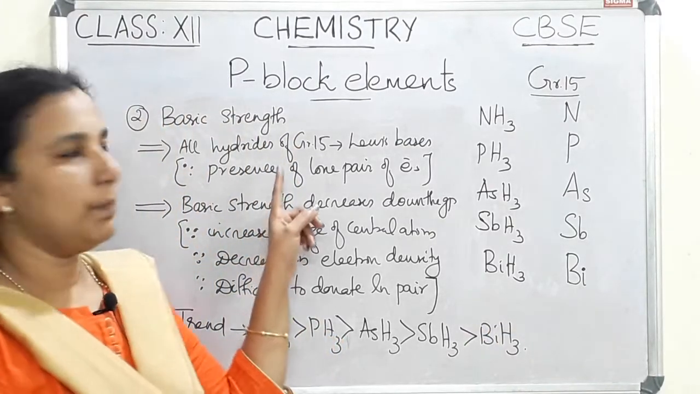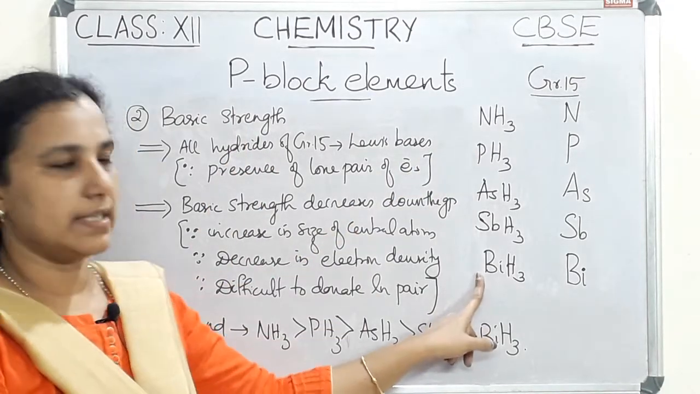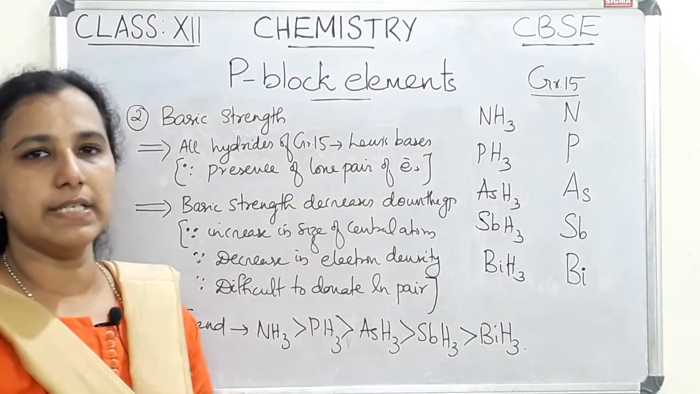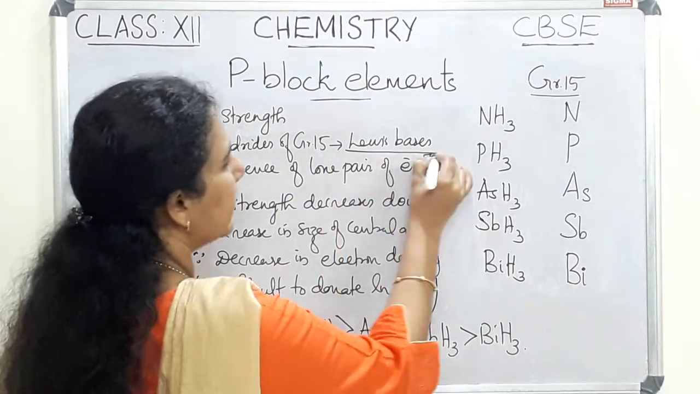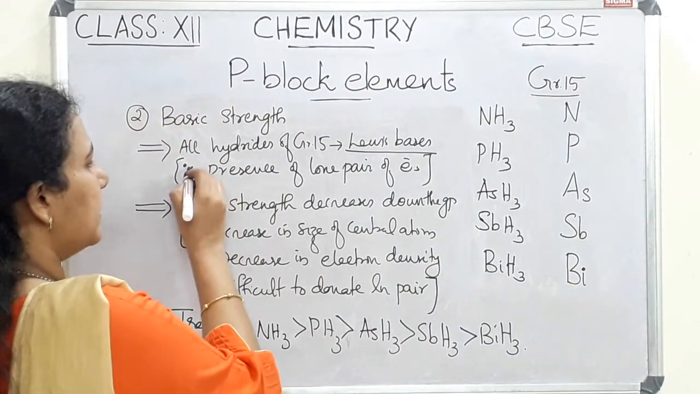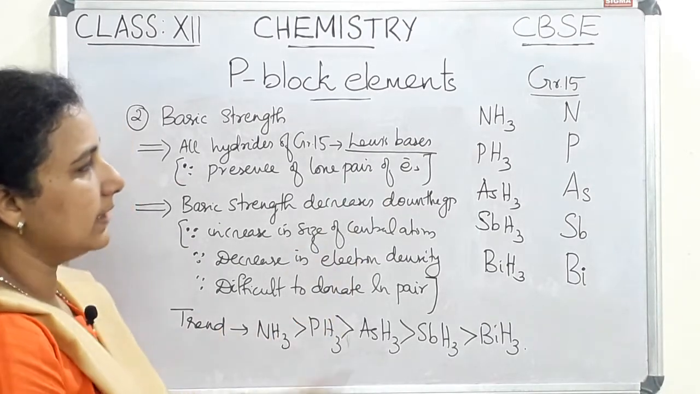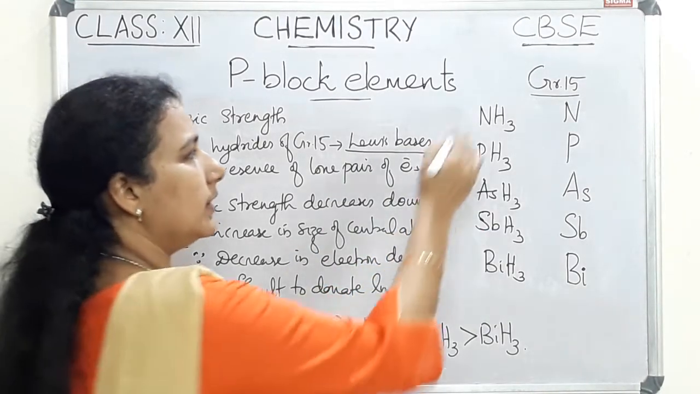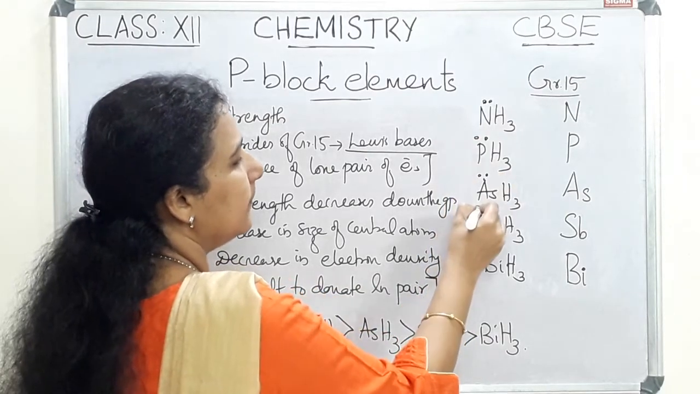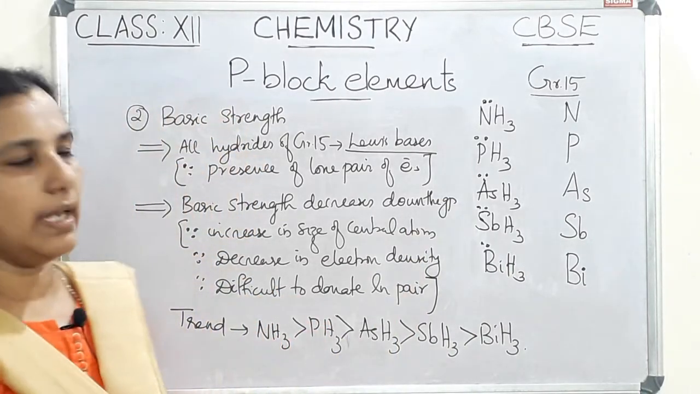So the second property is basic strength of all these hydrides. First point is all hydrides of group 15 are Lewis bases. So all these hydrides are Lewis bases, because of the presence of lone pair of electrons. Lone pair of electrons are there on the central atom. Since the central atom has a lone pair of electrons, all these hydrides act as Lewis bases.